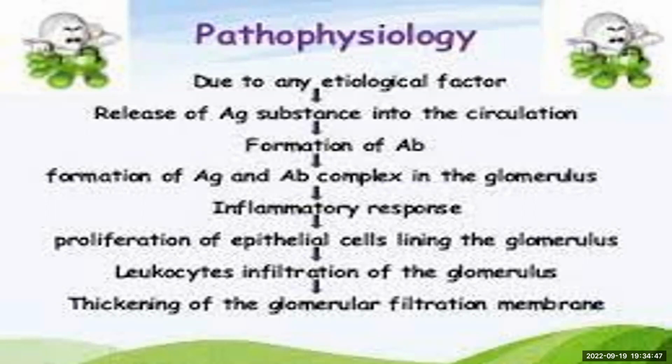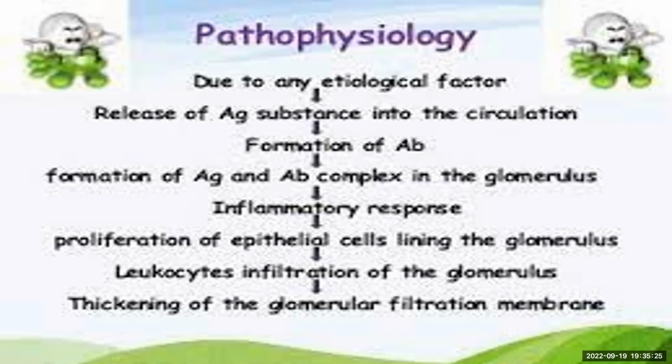Due to any etiological factors, like recurrent urinary tract infection or renal calculi, or any of the above said reasons, there is a release of antigenic substances into the circulation. For example, in case of urinary tract infection, it might be the bacteria which act as an antigen, or the virulence factors of the bacteria, which means the chemical substances released by the bacteria, or any substance which can act as an antigen is released into the circulation.